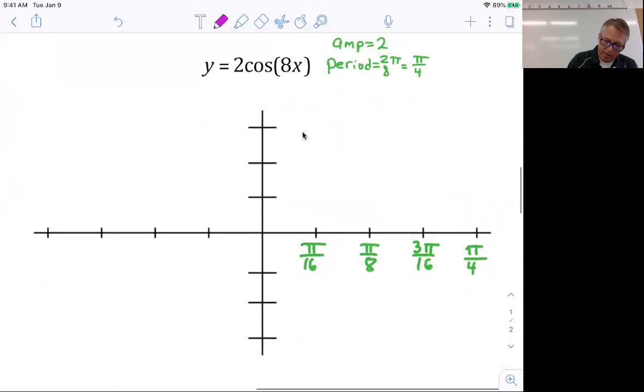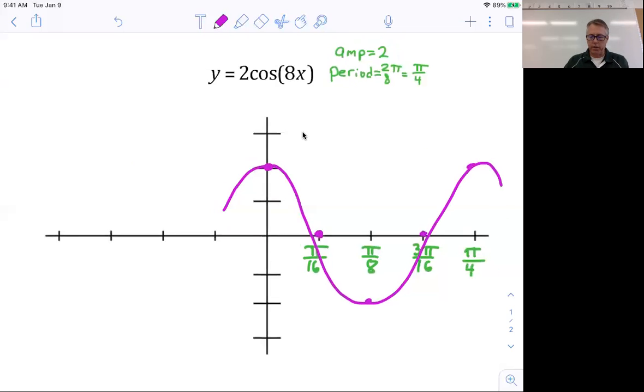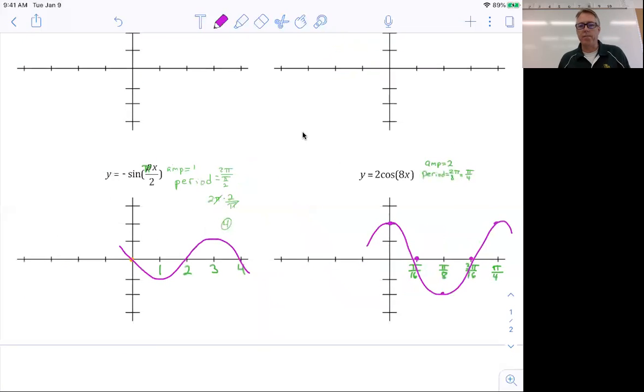It's a cosine graph. Cosine starts up here at the amplitude. Then every other notch, that's an intercept, that's a minimum, then an intercept, then a maximum. So when I connect those, remember it's a smooth graph, not just a V. There is our cosine graph.